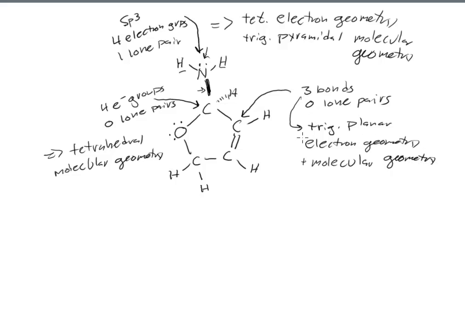So we have trigonal planar electron geometry and molecular geometry for this carbon, and that means that this triangle that we can define here, the C, C, and H are all in the same plane, as well as this central carbon. They're all in the same plane.